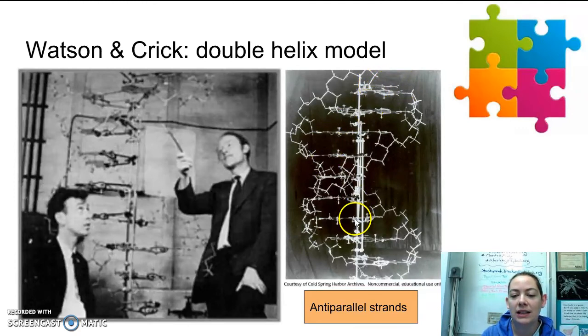So it made this really nice structure with one strand running one direction and the other one kind of flipped over running the other direction with the bases all paired up in the middle. So this is called anti-parallel strands, meaning they're running in opposite directions. And it follows the base pair rule of each A matching with a T and each C matching with a G.